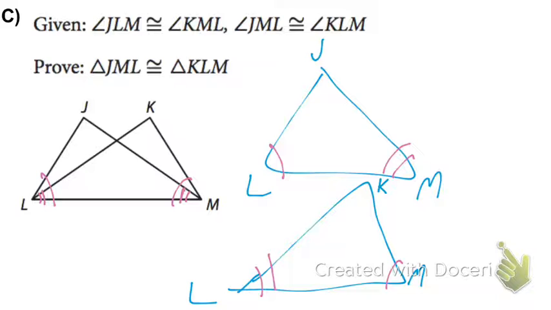Is this enough information? No. What do we need? A side. Now, which side specifically would we want? The one in between the two angles, right? Because then we could use angle, side, angle. Now, is there something we know about side LM? It's congruent to itself because it's shared, right? Anything's congruent to itself. So these sides are congruent to themselves. So are these triangles now definitively congruent?